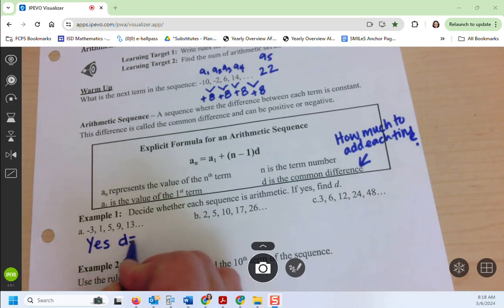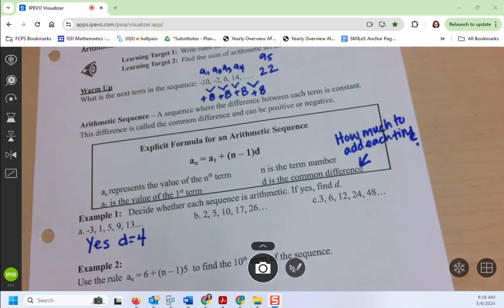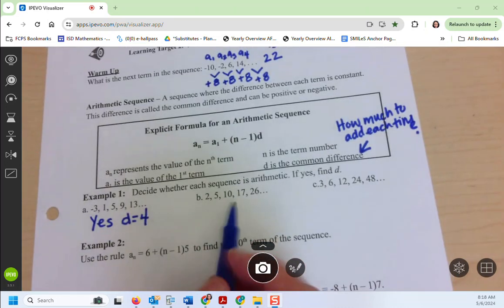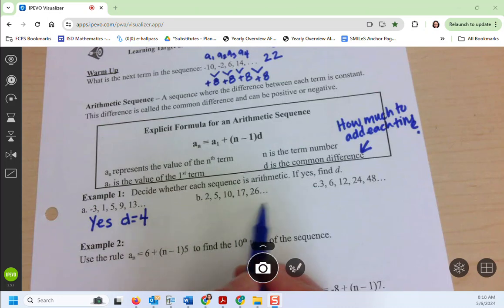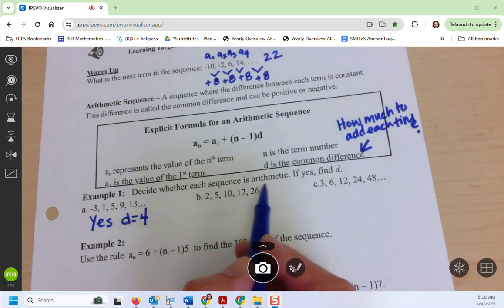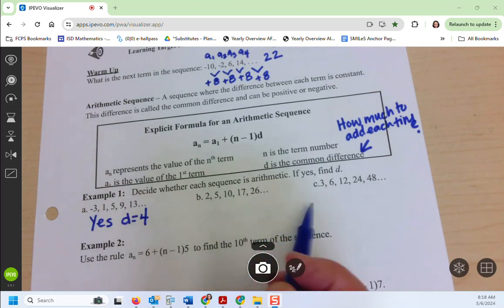You have to be careful because sometimes something will work for the first 2, and then it doesn't work after that. So check and see if you can find a common difference that you're adding each time. If it's the same common difference, then it is arithmetic, and you'll write yes and what d equals. And if it's not the same common difference, you'll write no. Remember, I'm not asking you if it's a pattern, because there's lots of patterns that aren't adding patterns. I'm asking you, is it an adding pattern?